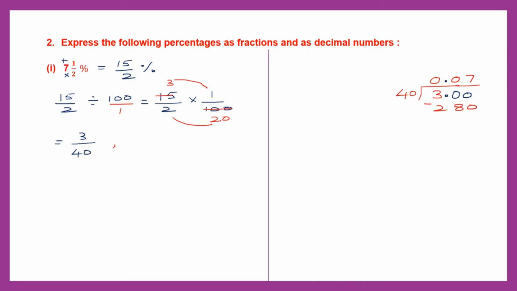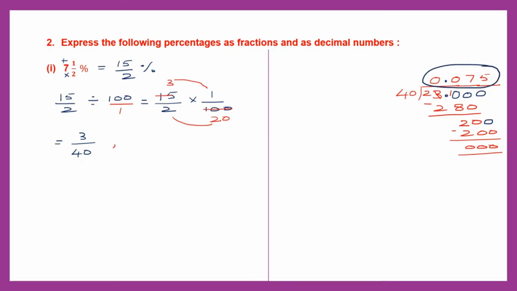Minus, let's do the subtraction here. 0 minus 8 I can't do, so I'm going to borrow. 10 minus 8 is 2. Now I'm going to continue my division by adding a 0 here, and I'll bring that 0 down. So now it's 200. And 40 into 5 is 200. So now my remainder is 0. I don't have to continue my division. That means my quotient is my answer.